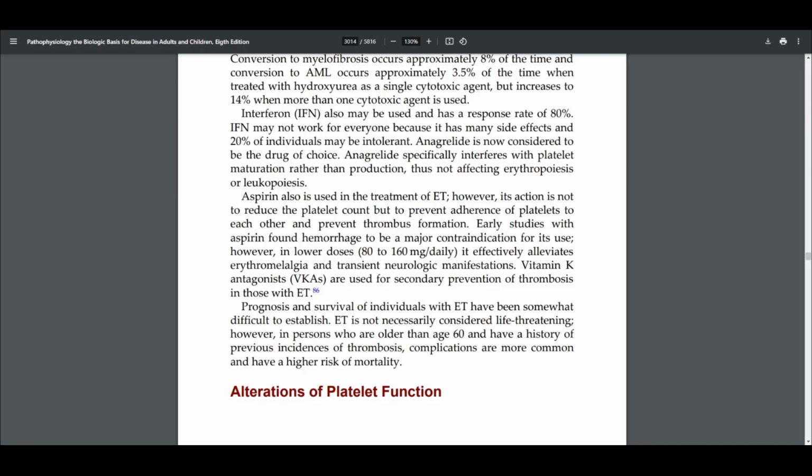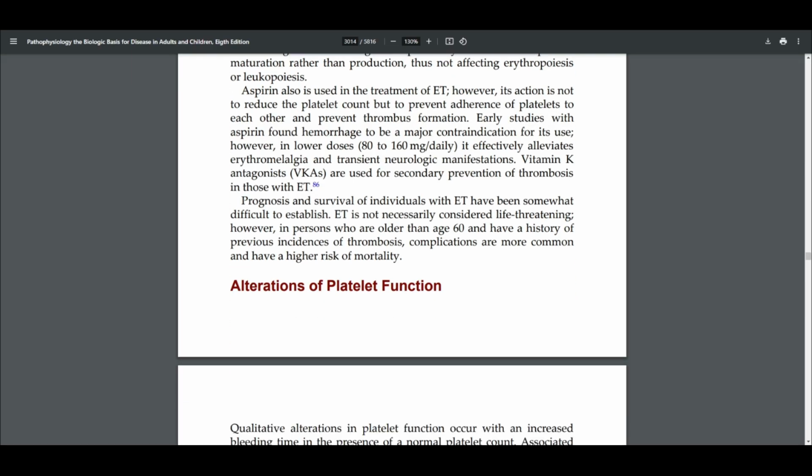Early studies with aspirin found hemorrhage to be a major contraindication for its use. However, in lower doses, it effectively alleviates erythromelalgia and transient neurologic manifestations. Vitamin K antagonists are used as a secondary prevention of thrombosis in those with ET.